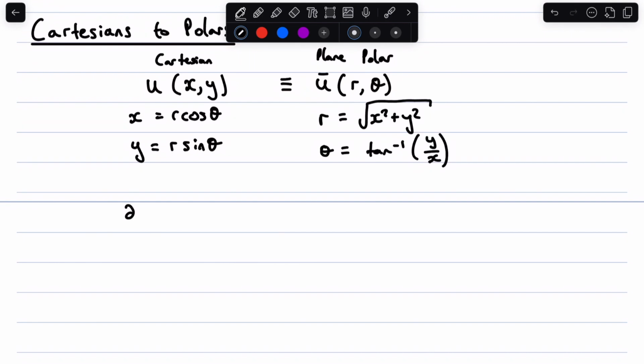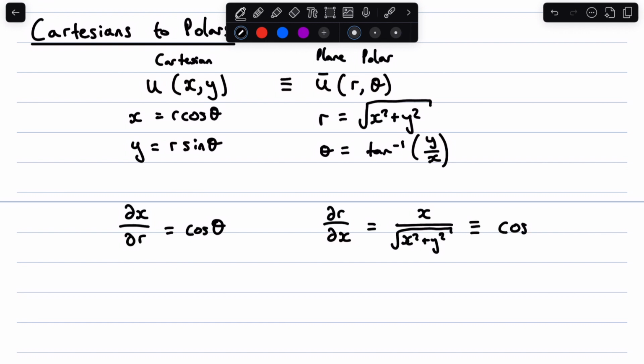So for an example, what is partial dx by dr? And we would find that it's just cos theta. And then if we did the inverse of that on the other side, and said, what is partial dr by dx? We'd get x over x squared plus y squared, all square rooted, which is an identity and is just cos theta as well. And you might be tempted to say, okay, well therefore, if partial dx by dr is cos theta, and partial dr by dx is cos theta, then therefore partial dx by dr equals partial dr by dx.